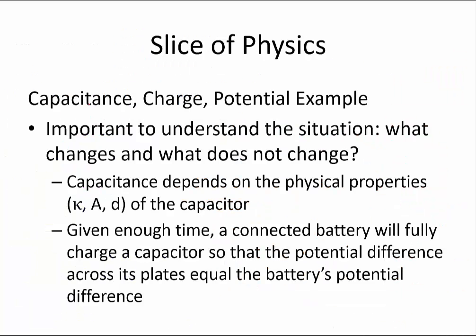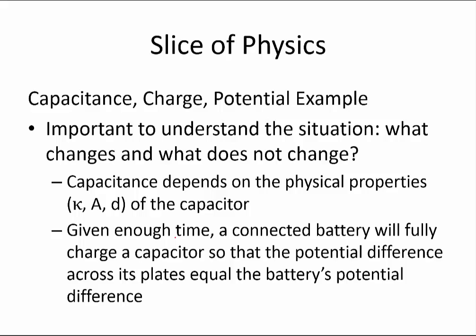In this slice of physics, we got some more practice working with capacitance, charge separation, and potential difference. And the important facts we used in this case was once again reminding ourselves that capacitance depends only on kappa, area of the plate, and distance between the plate, and that tells us when capacitance does and does not change and how it changes. And secondly, we saw in practice here what happens when the capacitance changes and the battery is not given enough time to move any charges.